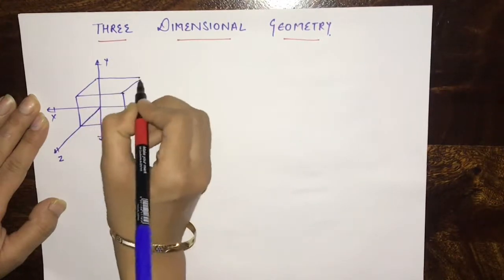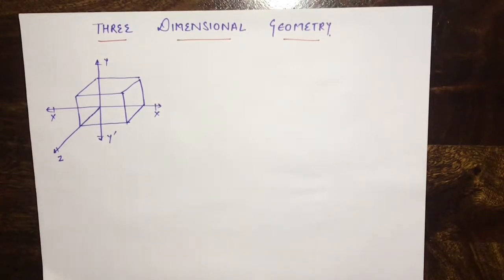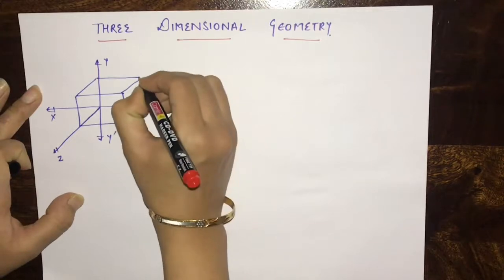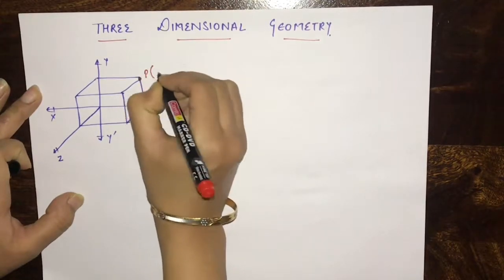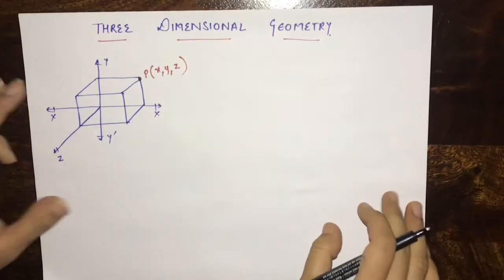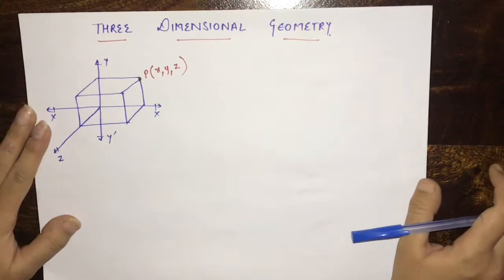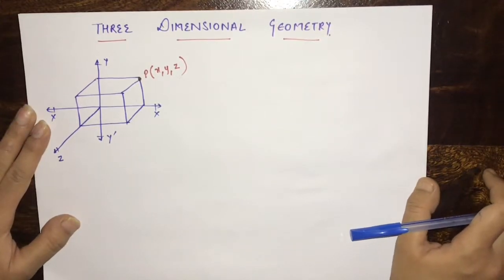Now, if I create this figure on a plane, this cuboid is in this xyz plane, and this point is denoted by P(x, y, z), which is the marking of your point P in 3-dimensional space.